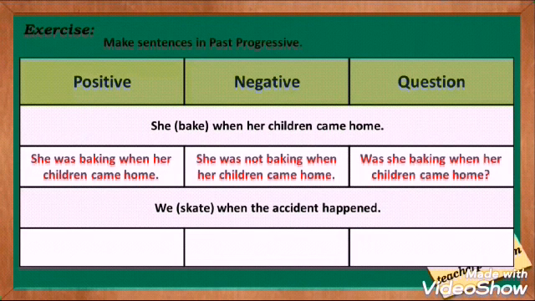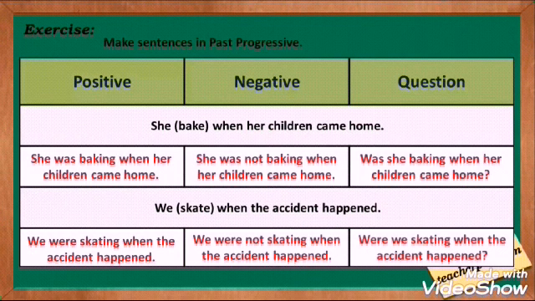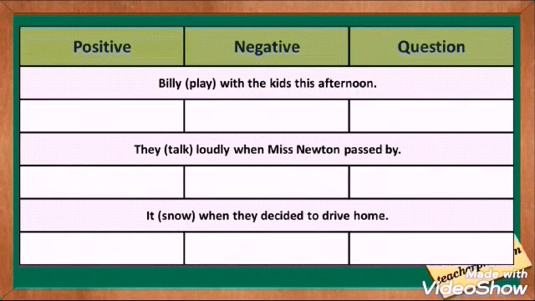The next one, we skate when the accident happened. The past continuous form, or the positive form, will be we were skating when the accident happened, because skate is the long action and the accident happened is the short action that interrupted it. We were not skating when the accident happened. This is the negative form. The question, were we skating when the accident happened?